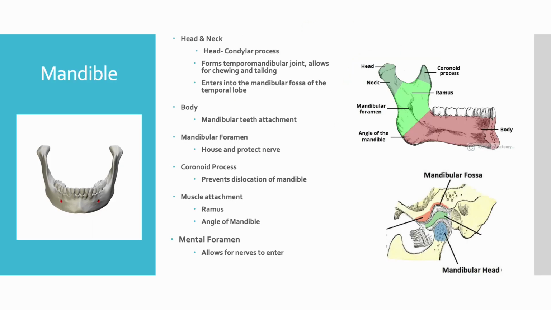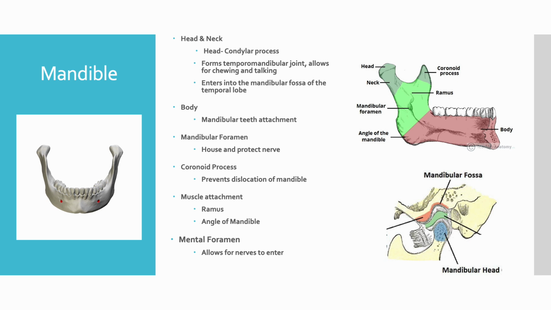Now we have the mandible. So the mandible is the largest, the strongest, and the only movable bone in our skull. The mandible is your lower jaw. It allows for chewing and speech. So some important features of the mandible are the head and neck.